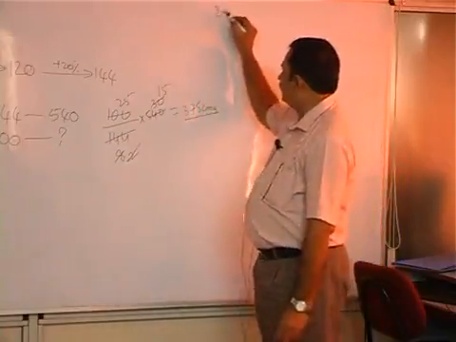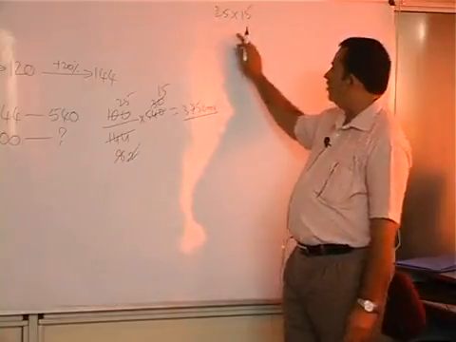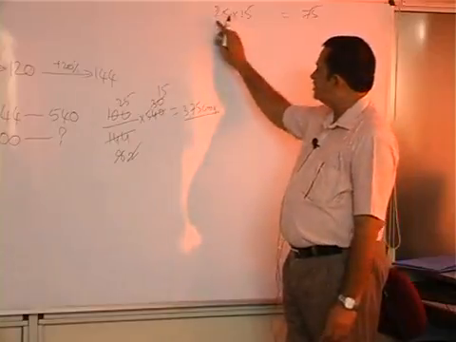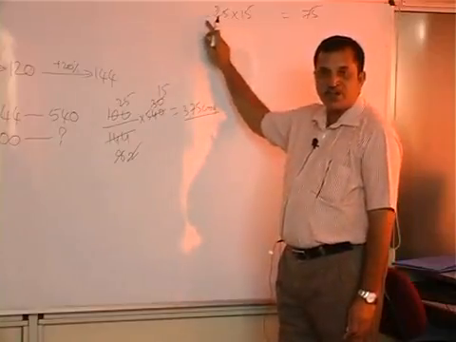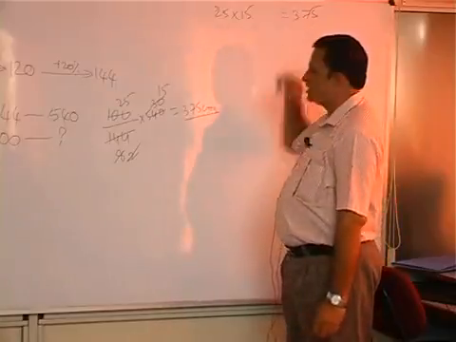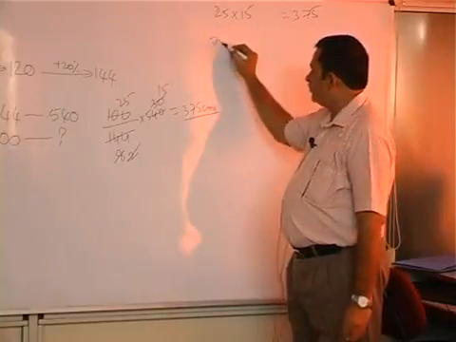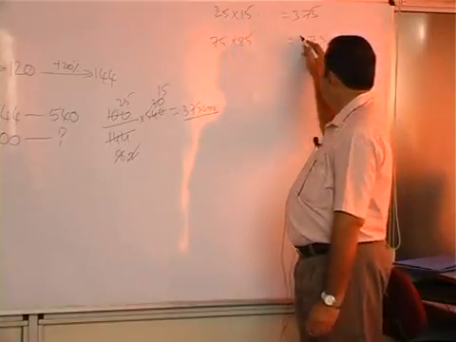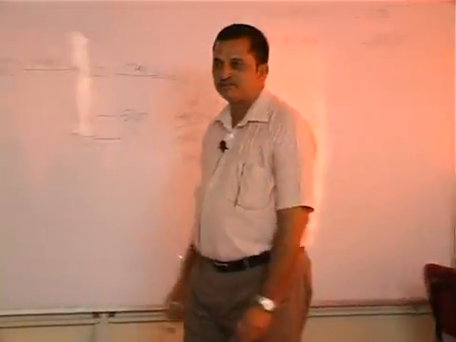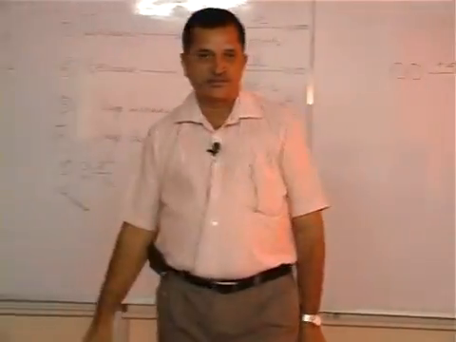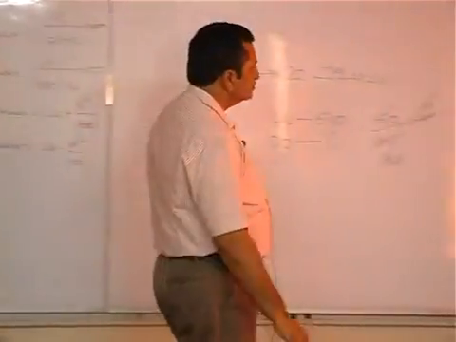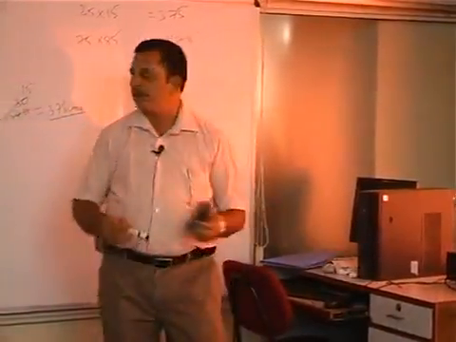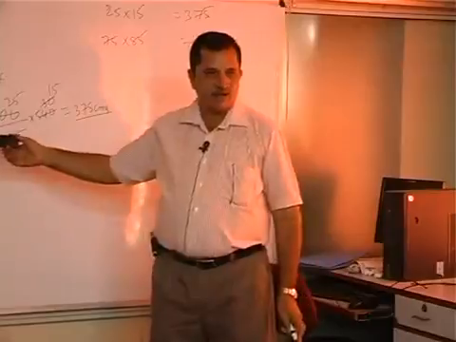This 25 into 15, there is a shortcut method. 5 5s are 25, but I will put 75. Which is the higher value in this? 2. 2 square is 4. 4 minus 1. N square minus 1. 375. 75 into 85 means 5 5s are 75. 8 square is 64 minus 3 is 63. Like that we take. So, this is the way of calculating the percentages.